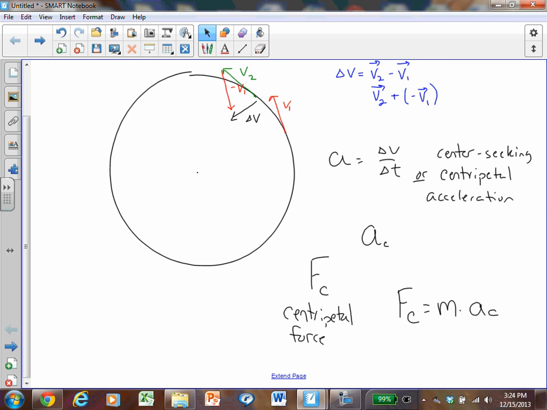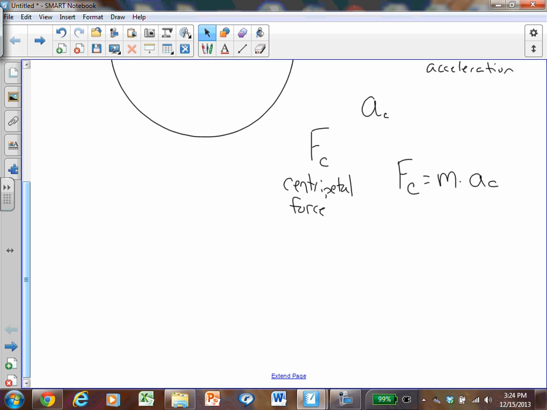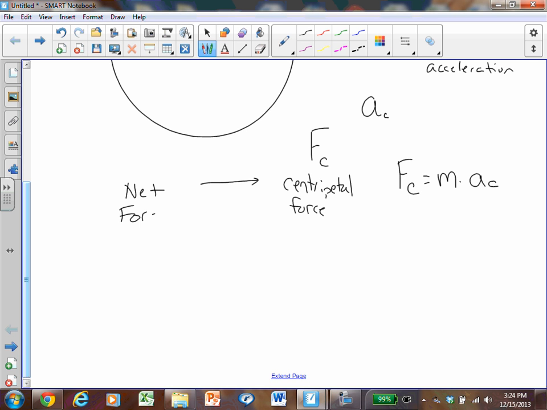In fact, centripetal forces do not exist in themselves. The center seeking force is the net force of the system. So that means it's always made up of other forces.